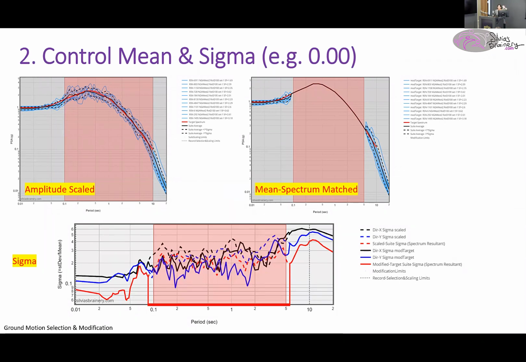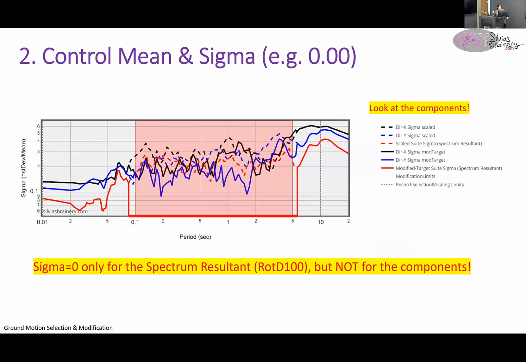But even just the mean spectrum matching or modification is just a little extra mathematical step that's pretty straightforward that allows you to play with your suite of ground motions just enough so that you can meet the code without having to go to these extreme scale factors. Okay, and this is just zooming into that.